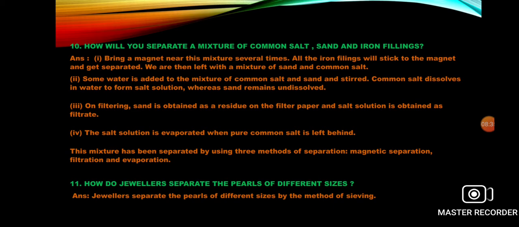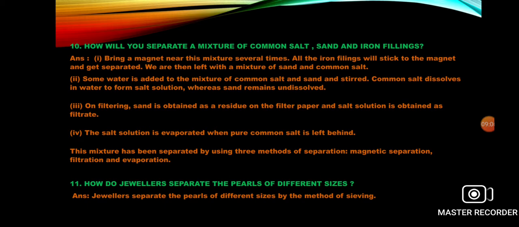Next, some water is added to the mixture of common salt and sand, and then it is stirred. Common salt dissolves in water to form salt solution, whereas the sand remains undissolved. Now you filter this solution. On filtering, you will find the residue of sand on the filter paper, and the salt solution is obtained as filtrate. Now you are left with the salt and water.